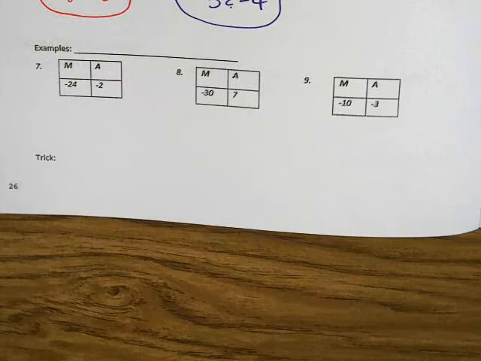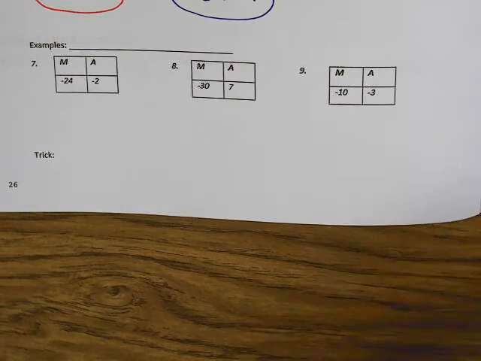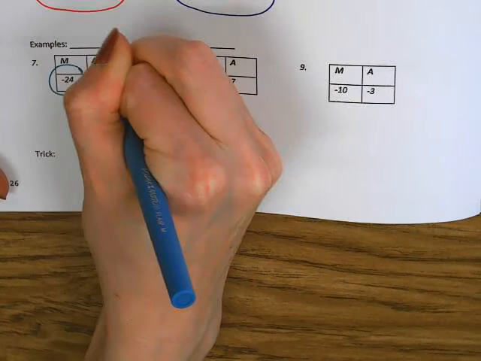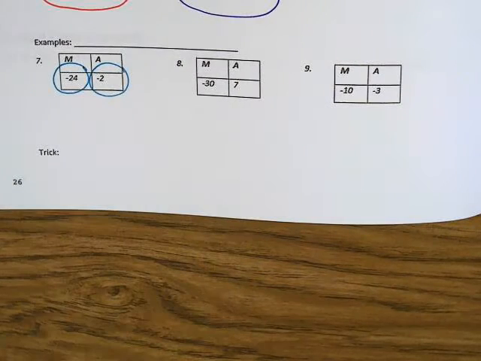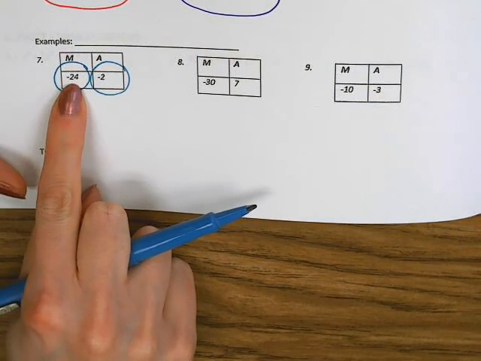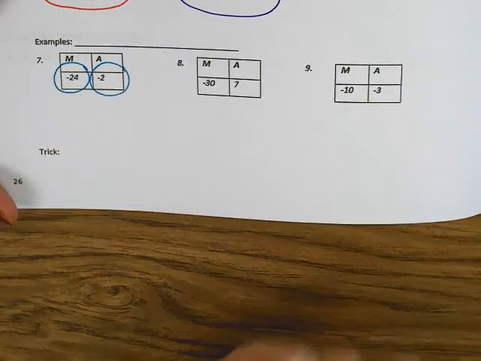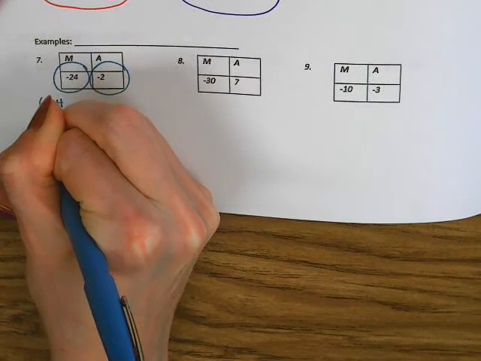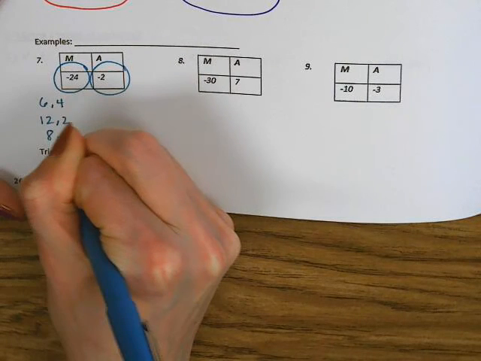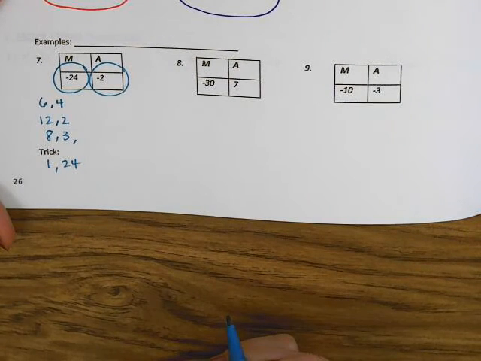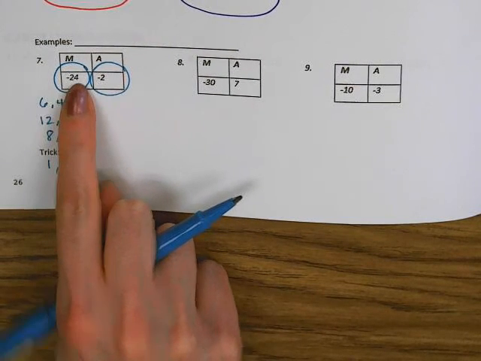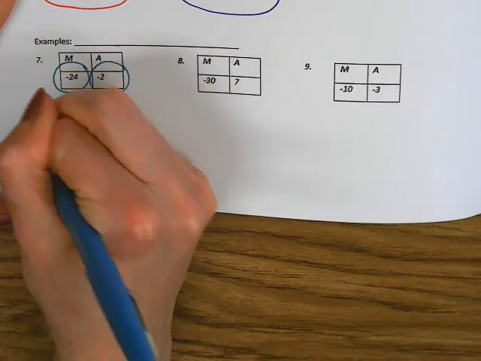All right, guys, last set. Now these are the hard ones. Two numbers that multiply to -24 but add to -2. All right, so let's make a list. Ways that you can multiply to -24. So it could be 6 and 4, 12 and 2, 8 and 3, 1 and 24. I think that's it. But here's the problem. If you're going to multiply to a negative, then one of these has to be negative.